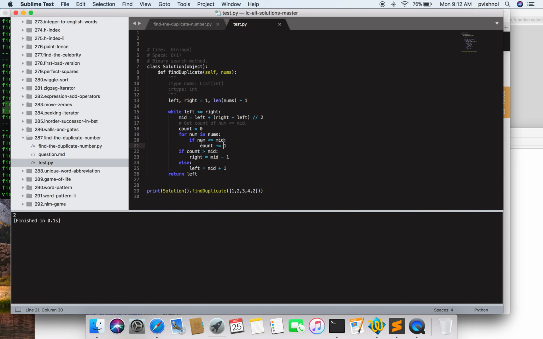Now I'm accessing the numbers. 1 is less than or equal to the midpoint 2? Yes, so count would be 1. Then again, 2 is less than or equal to 2? Yes, so count would be 2. Then this loop will complete. Then is count greater than 2? No, so left would be mid plus 1. It will go like this.